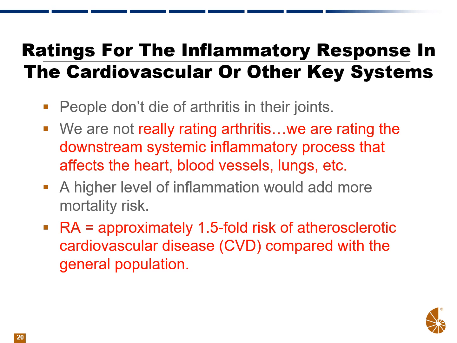So, ratings for inflammatory response in the cardiovascular or other systems: people don't die of arthritis in their joints. They may get disability, but it's really the downstream inflammatory process that affects the heart, blood vessels, and lungs that we're actually rating. And all that high level of inflammation would add increased mortality risk. And in rheumatoid arthritis, there's approximately a 1.5-fold risk of atherosclerotic cardiovascular disease compared with the general population.